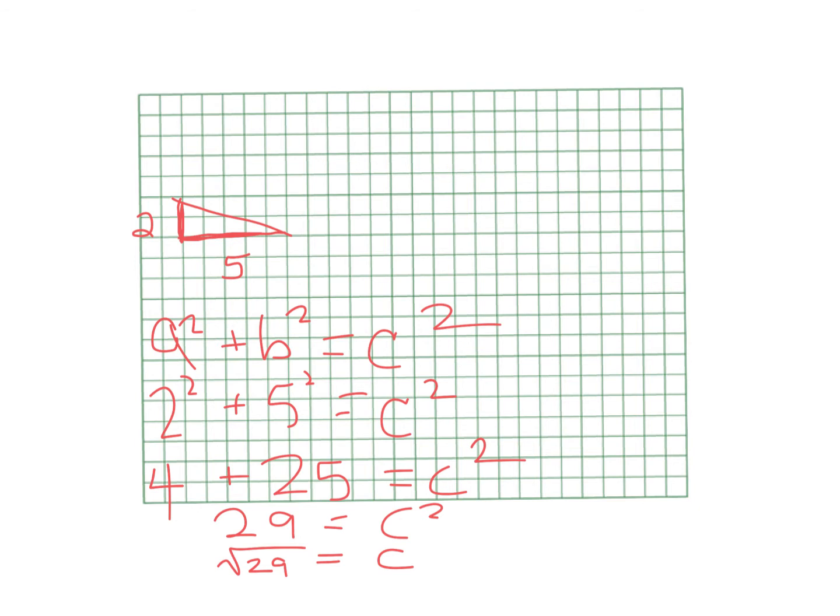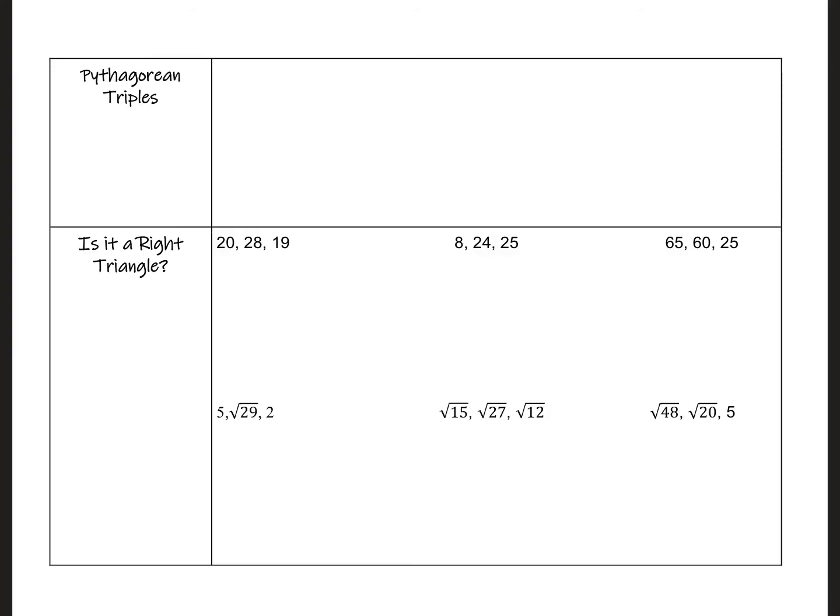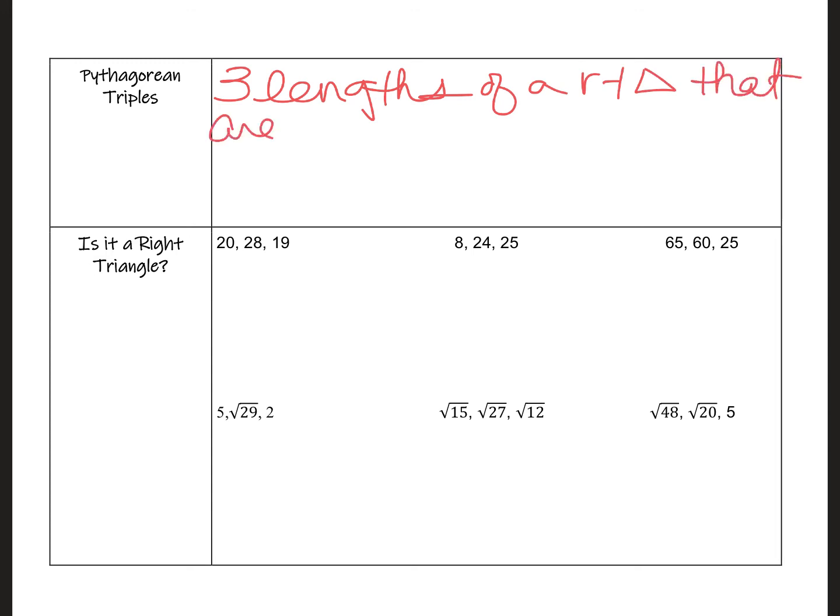However, as you saw earlier, when we had the triangle where the lengths were 3 and 4, and the hypotenuse ended up being 5, that does happen sometimes, and that's really a special case, and that is something called a Pythagorean triple. So a Pythagorean triple is when you have 3 lengths of a right triangle that are all whole numbers. And again, that's pretty unique.